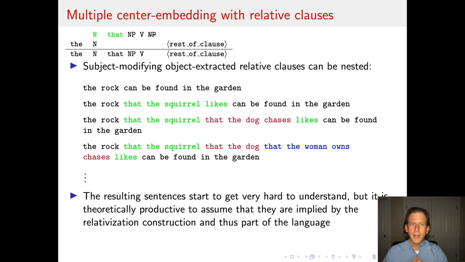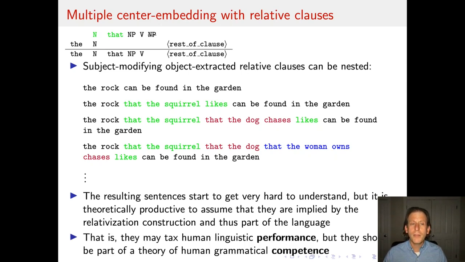And this connects to a classic distinction in the cognitive science of language, which is the relationship between competence and performance. At a high level, competence is our knowledge of language, performance is our ability to deploy that knowledge of language. So while these examples may tax human linguistic performance, it may be hard in the moment to put all the pieces together, keep track of who's doing what to whom, but at least provisionally, let's go with the idea that they should be a part of the theory of human grammatical competence.